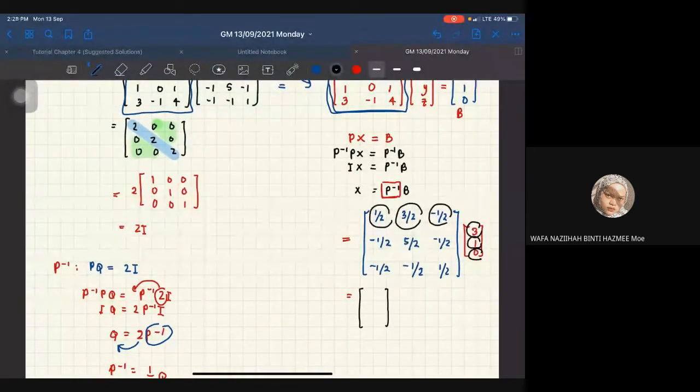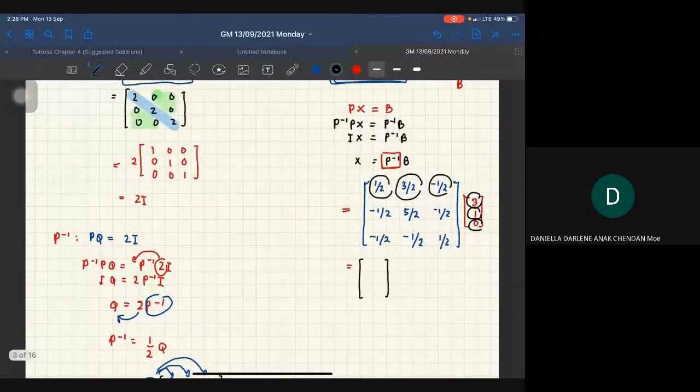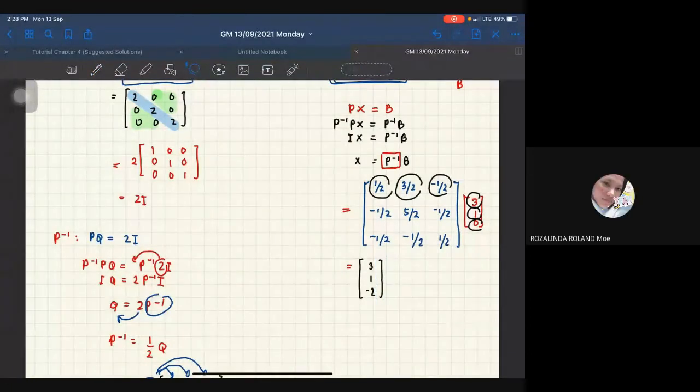3, 1, -2. Okay, so semua orang dapat jawapan yang sama tak? Dapat. Okay, good. Alright, so kalau tengok dekat sini, our X over here is actually equals to matrix X, Y, Z.